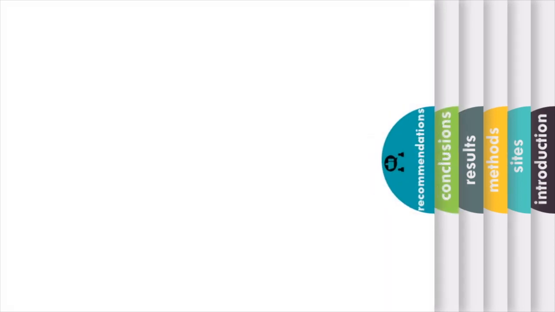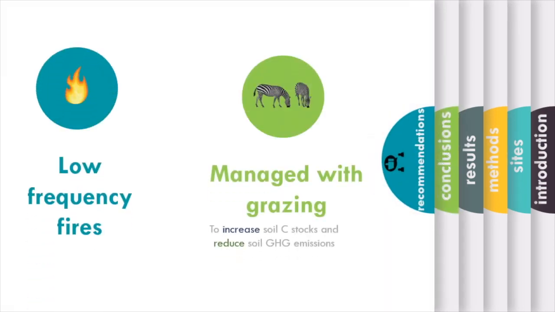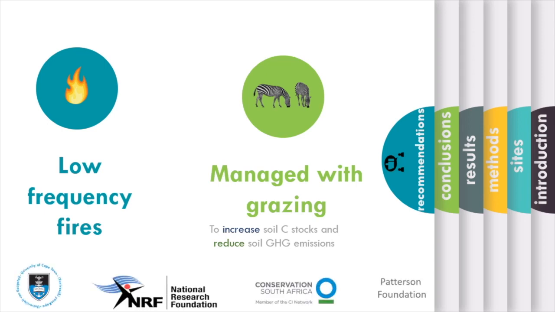So in general, we recommend low frequency fires and managed grazing to better increase soil carbon stocks and also reduce soil greenhouse gas emissions in our grasslands and savannas.